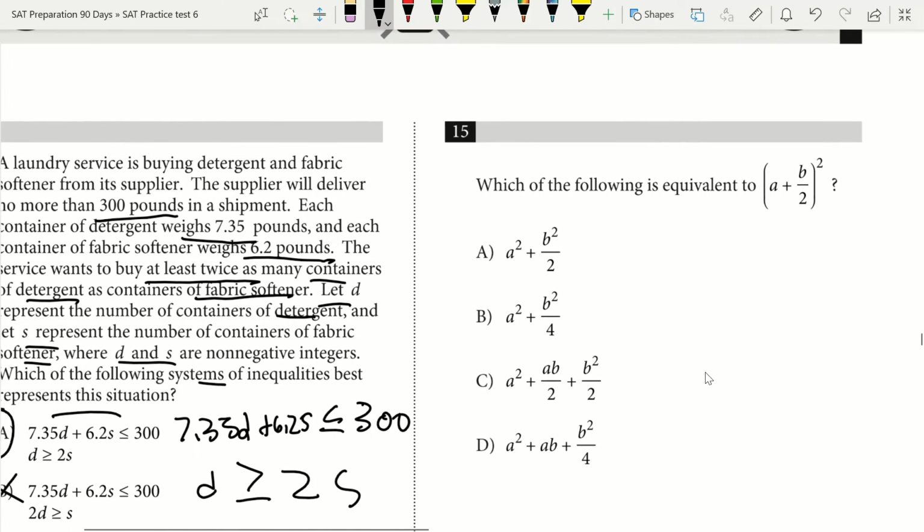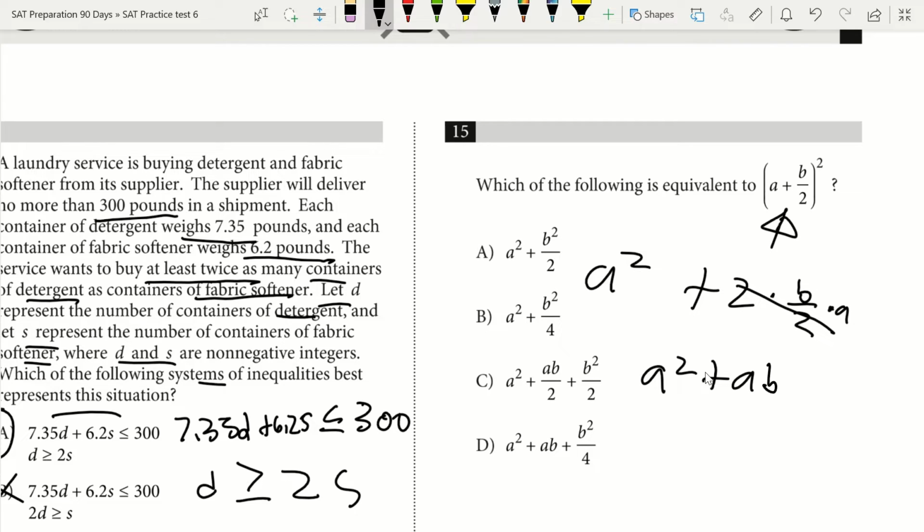Which of the following is equivalent to (A plus B over 2) squared? This one right here, if you remember back to our first equation week, we talked about the equation for this. That's going to be A squared, then plus 2 times A times B over 2. Those 2s cancel, and I get AB. So it's going to be A squared plus AB. And then I've got B over 2 times B over 2, which is B over 2 squared, which will give me B squared over 4. So my answer for 15 is going to have to be answer choice D.